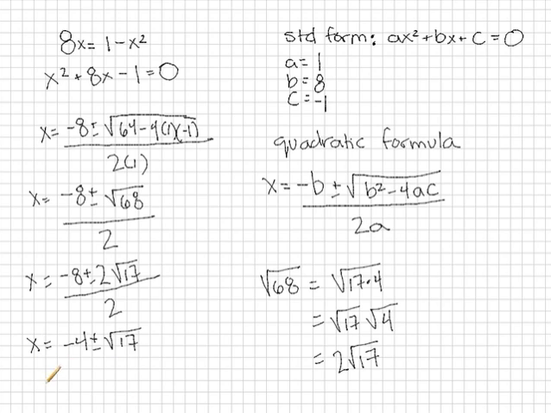So your equation actually has two solutions. x is equal to negative 4 plus the square root of 17, and x is equal to negative 4 minus the square root of 17. And those are both your final answers.